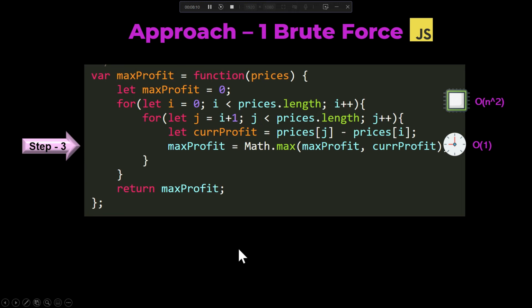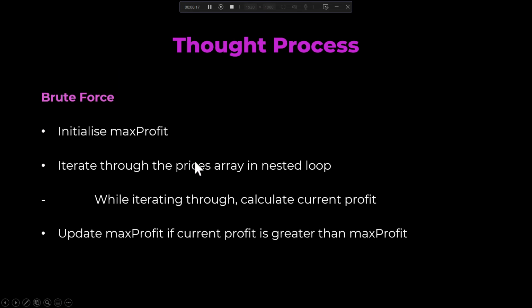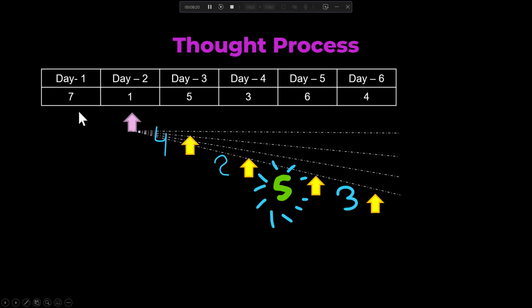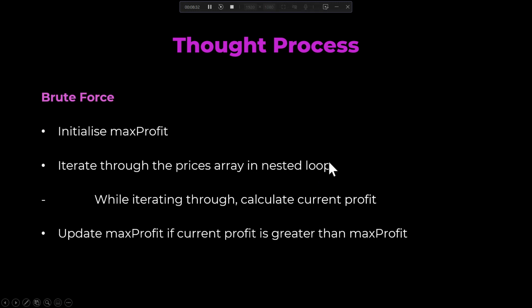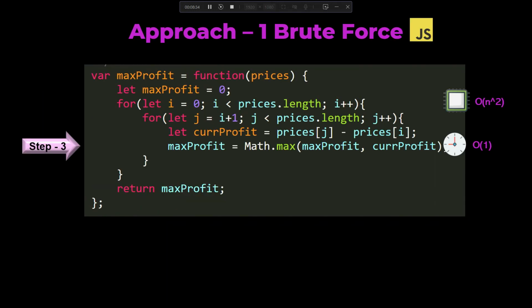So let's discuss time and space complexity. Time complexity, as you can see here, for every i we are going to go through j, so we will be iterating through this array 2 times. Because of that, our time complexity is O of n squared. Space, this is the only variable that we have used in this algorithm, so space complexity is O of 1.